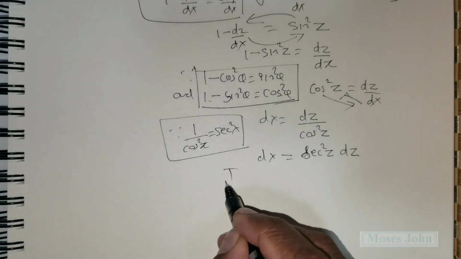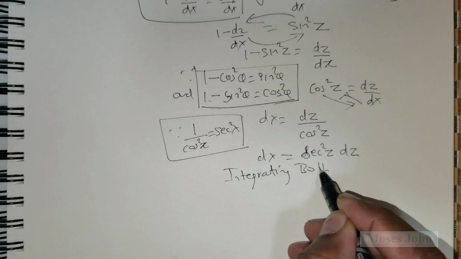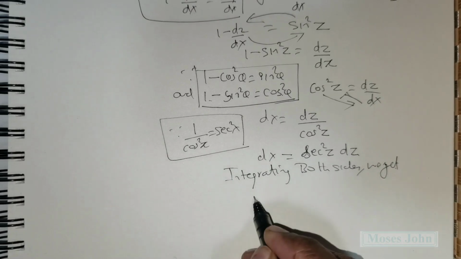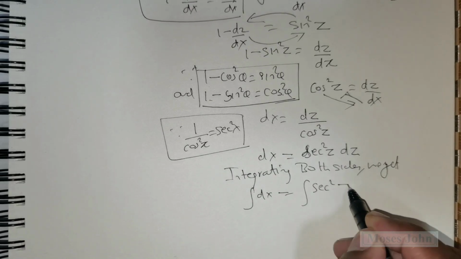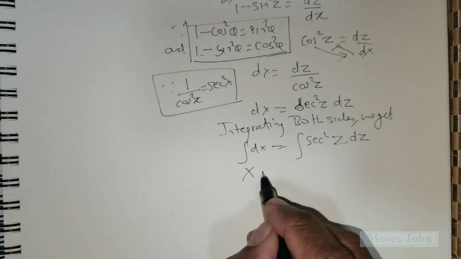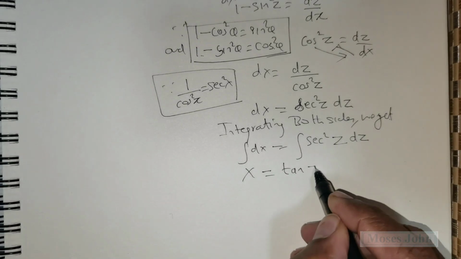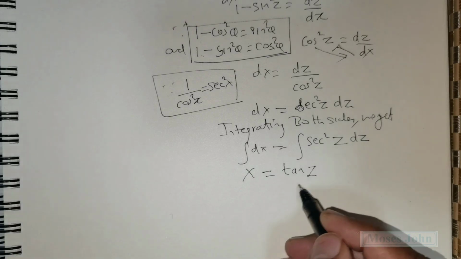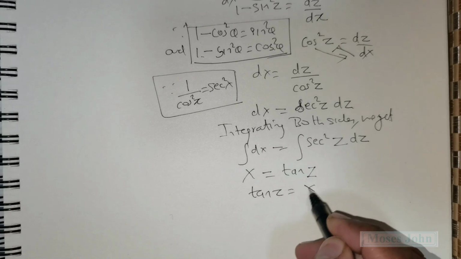Now integrating both sides, you need to write this statement. Integrating both sides, we get integral dx is equal to integral secant squared z times dz. Integral of dx is x. Integral of secant squared z is going to be tan z. Of course, you have to have a positive constant. Now I would be rewriting this as tan z is equal to x.